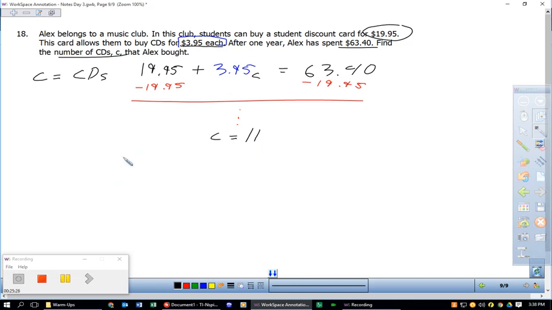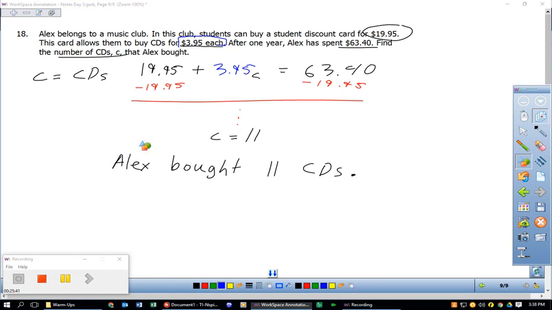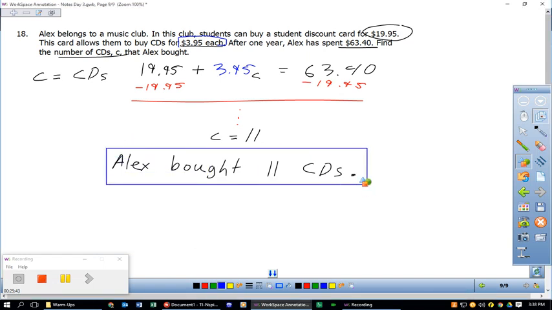And I'm going to write this in words. Alex bought 11 CDs. Does that answer our question? Find the number of CDs that he bought. Yes, bought 11 CDs. And that's the answer I'm looking for. Units, and actually we know that it answers our question the way it's written. All right, that brings us to the end of these notes.